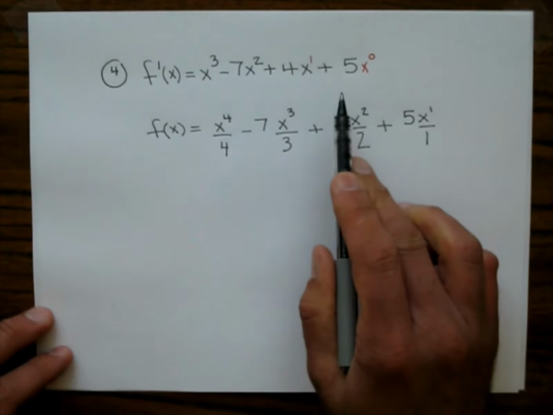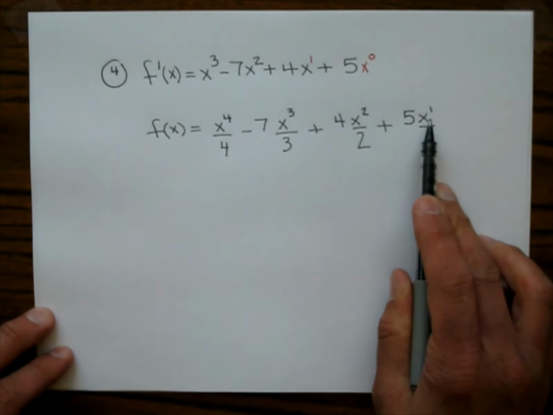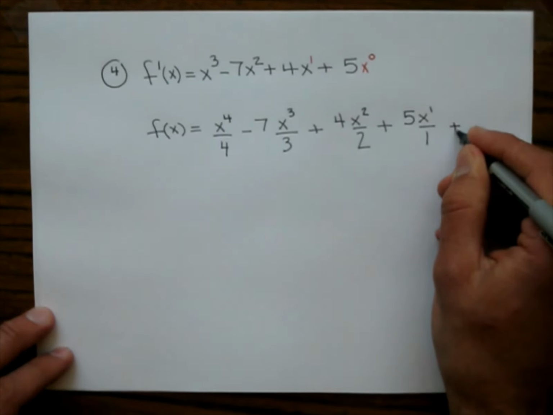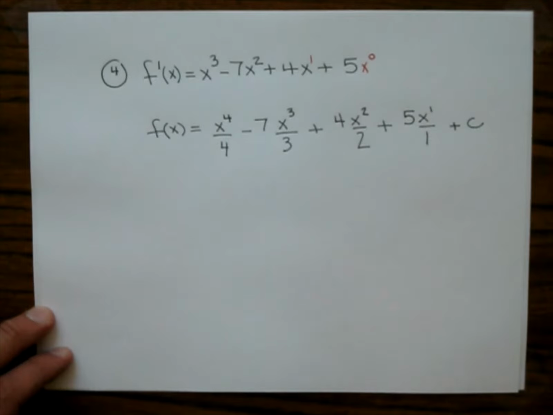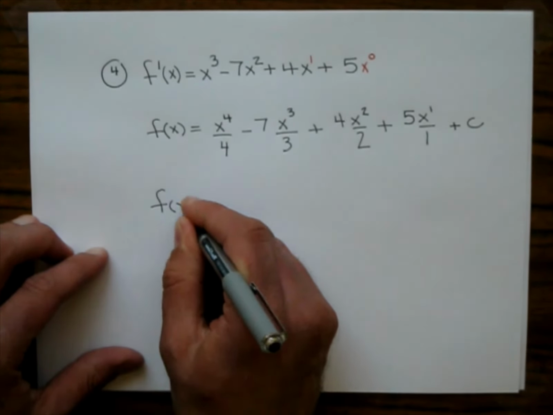You're going to get used to taking the antiderivative of a constant, and you probably won't write x to the 1 over 1 when you do a few of these problems. And then we have our constant. That's always going to be the case. So let's go ahead and clean this up a little.